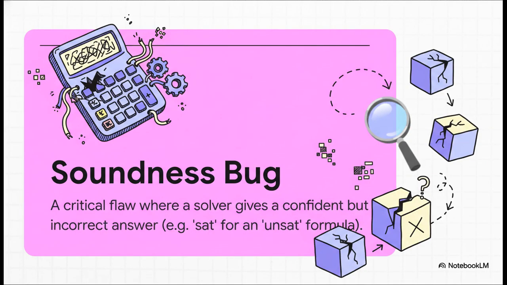Now, most of these were what's called a soundness bug. And let me tell you, this is the absolute worst, most dangerous kind of flaw a solver can have. It is the digital equivalent of your calculator confidently telling you that 2 + 2 = 5. It doesn't just crash or give an error, it gives you the wrong answer and insists that it's right. It completely breaks the trust you have in the tool.